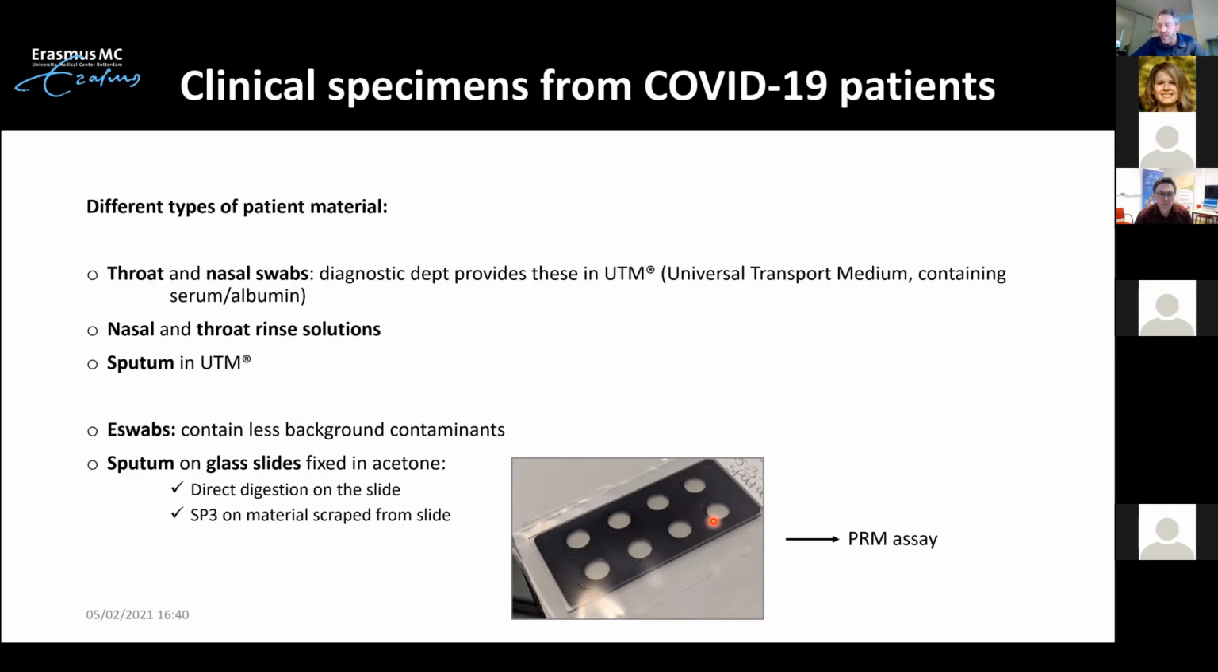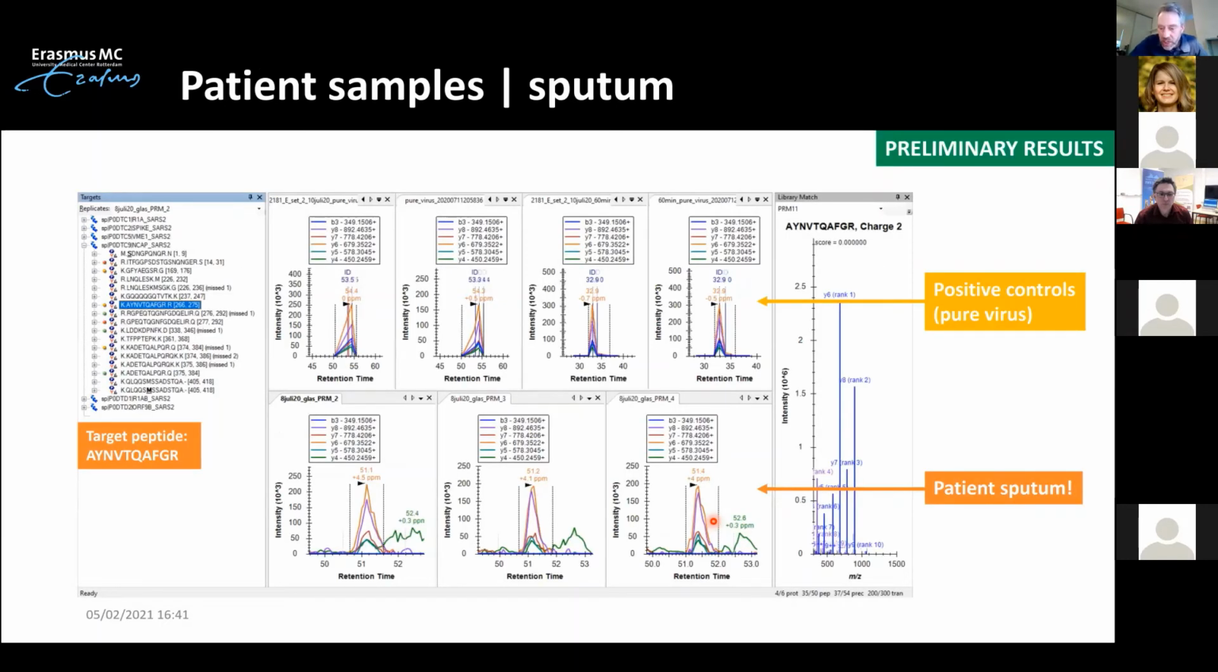So we went looking for other sample types and then received some sputum samples. And we had already seen in the literature that sputum or saliva are maybe even better sources of material for virus detection. So for these samples, the patient basically just spits on a glass slide, and the material is then fixed in 80% acetone. And the first results actually looked quite promising. So we targeted several nucleocapsid and spike peptides.